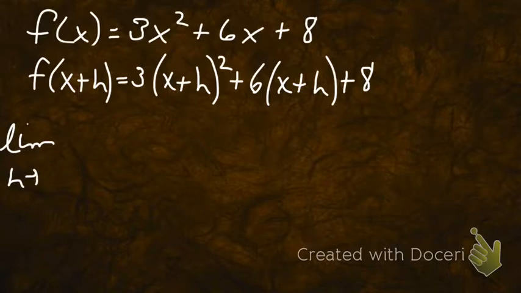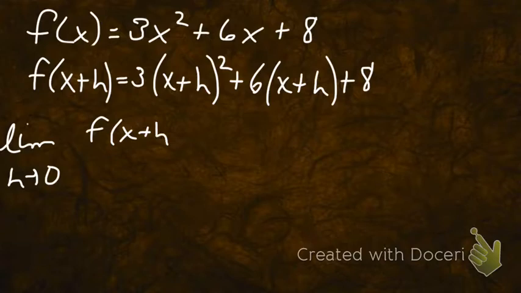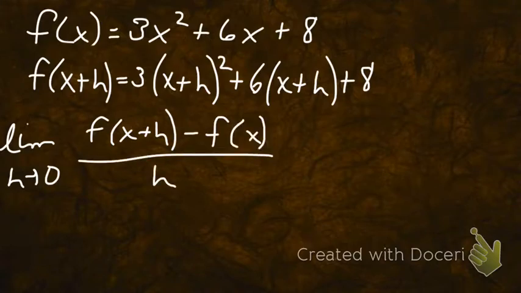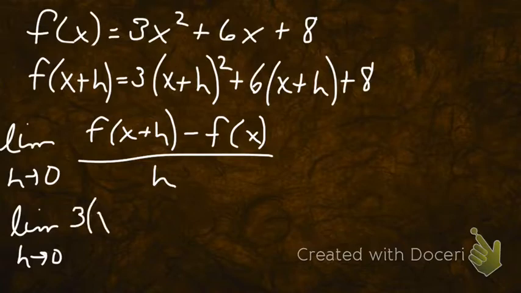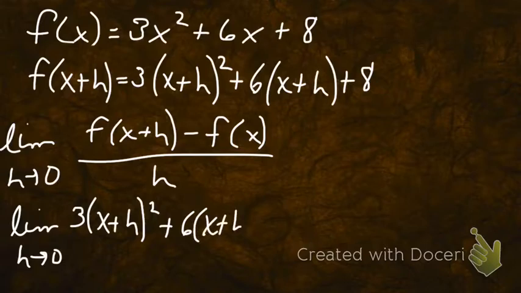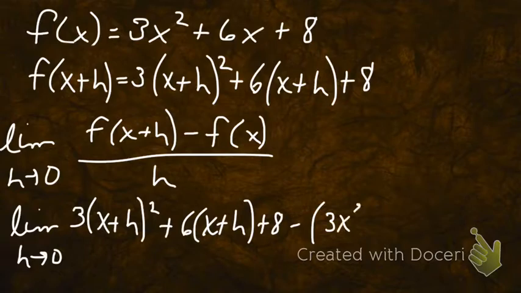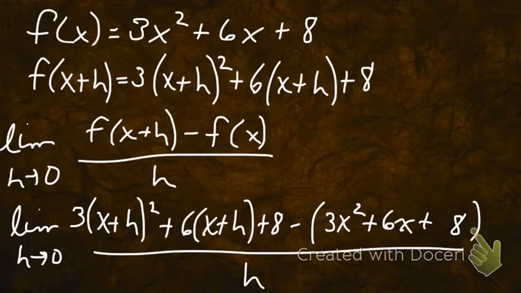The limit as h approaches 0 of f of x plus h, take away f of x, the change in y's over the change in x's. The limit as h approaches 0 of 3 times the square of x plus h, plus 6 times x plus h, plus 8. Take away the function. Take it all away. Distribute that negative. All divided by h.